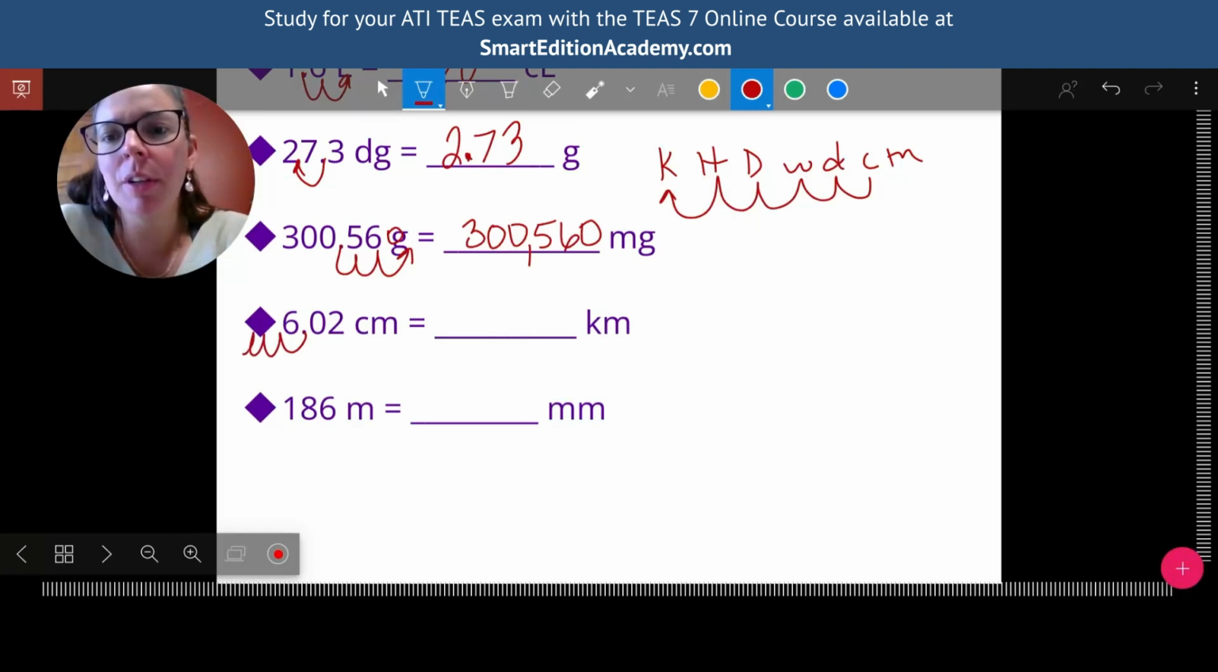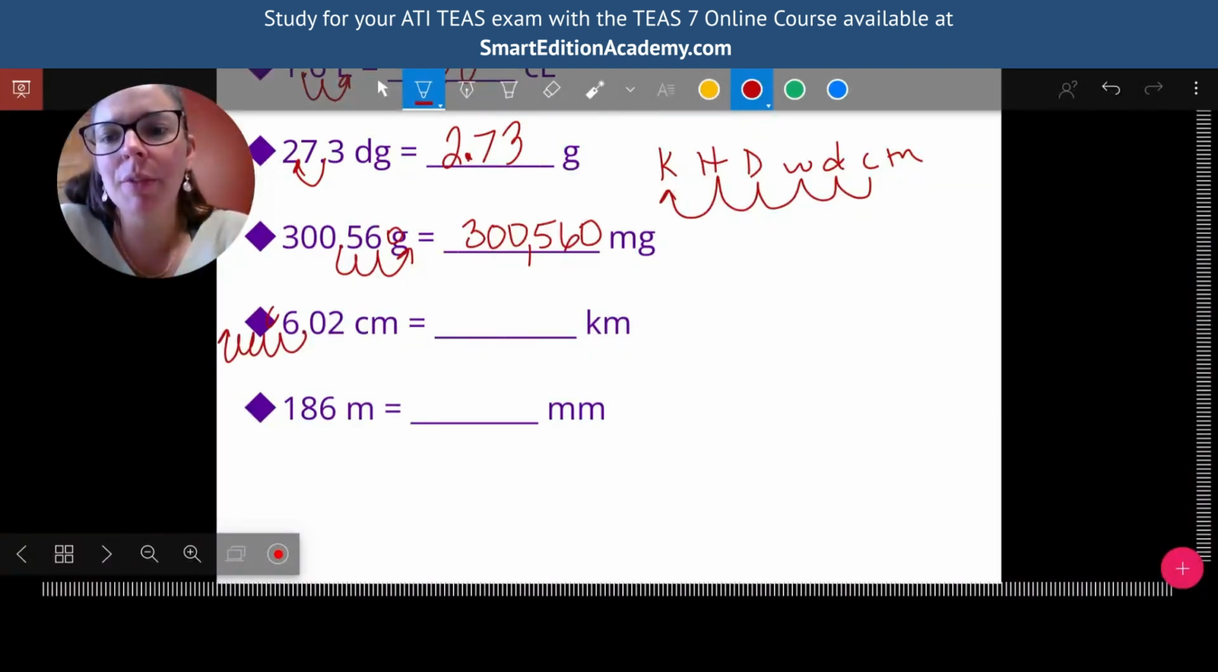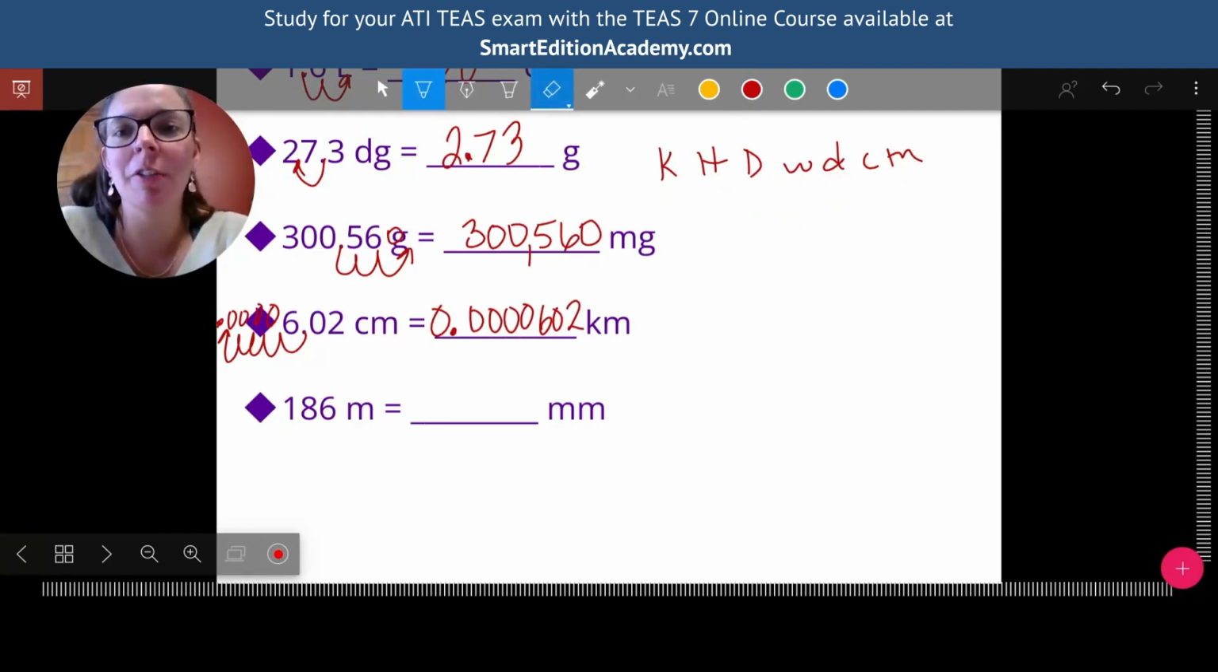1, 2, 3, 4, 5 to the left. So I'm going to have to fill in 1, 2, 3, 4 placeholders after my decimal. So I'm going to put the 0 first, right? Always put that in before your decimal if there's no number in front of it. And then I have 1, 2, 3, 4, and then 6, 0, 2. Okay, so long, really a small decimal, but that's okay. If we just use this conversion strategy, we will get the correct answer.